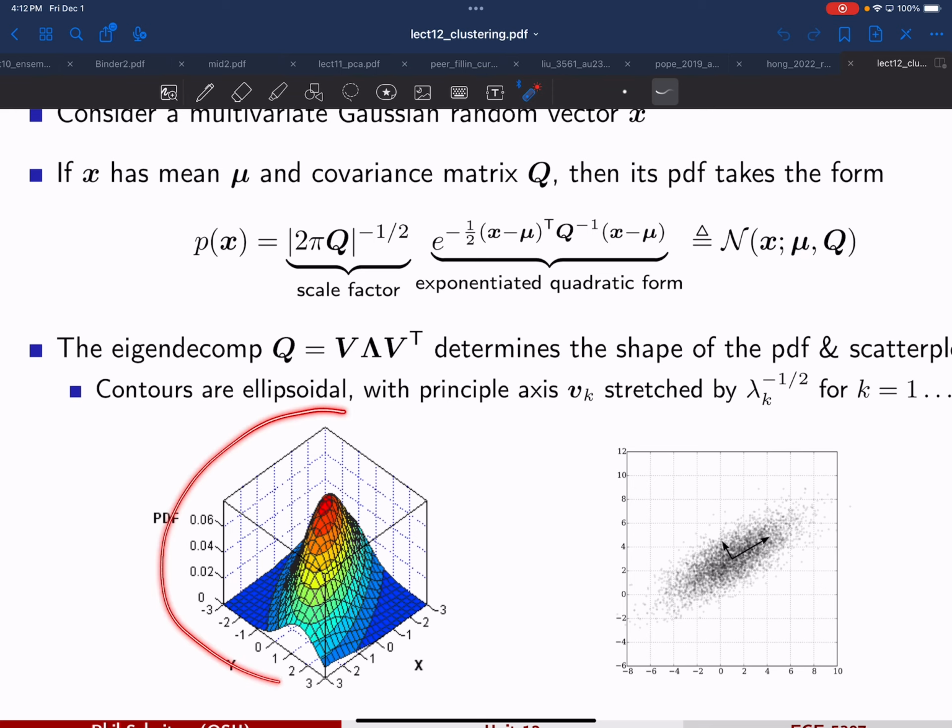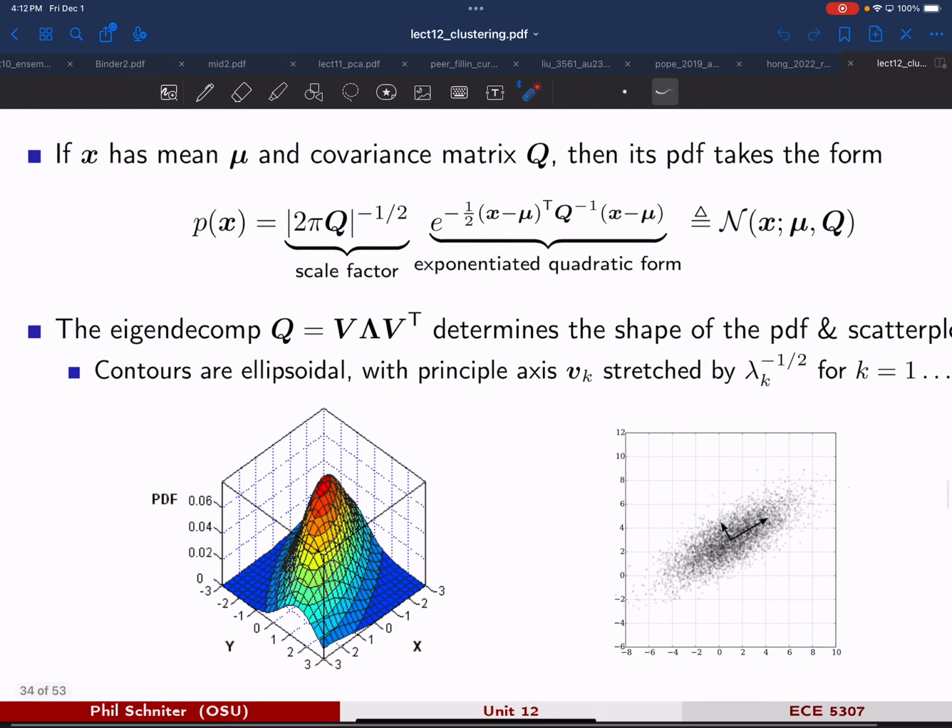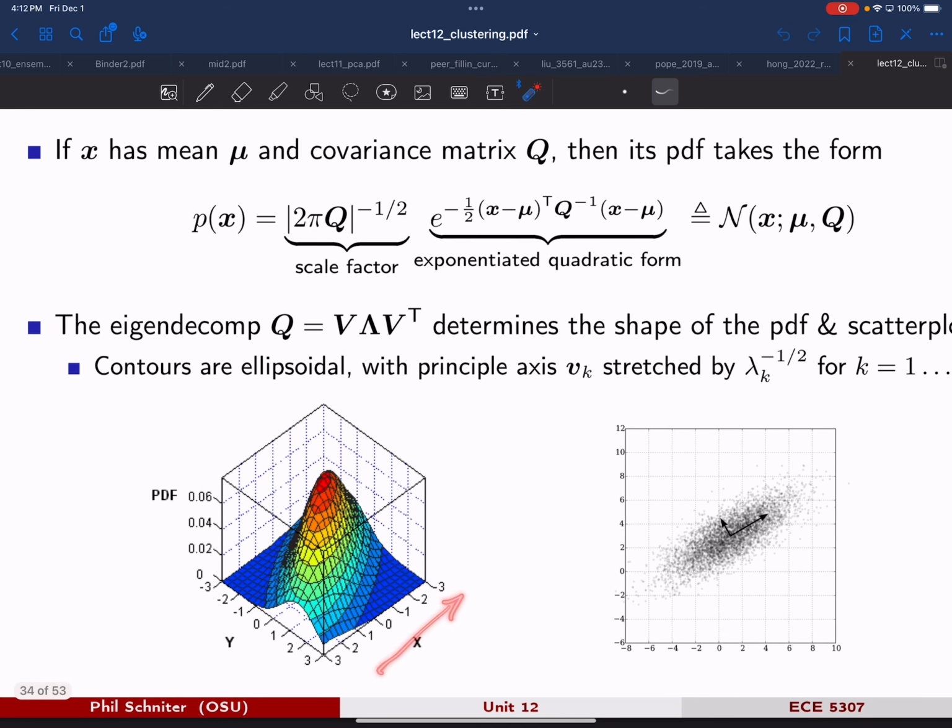If you plot its PDF, in a 2D case where the x vector has 2 scalar components, the PDF looks kind of like this bump. And as you can see in this picture, the bump is kind of stretched out in a particular way. If you generate a whole bunch of realizations of this random variable and plot a scatter plot, you might get something like this, and you can see again that it's stretched.